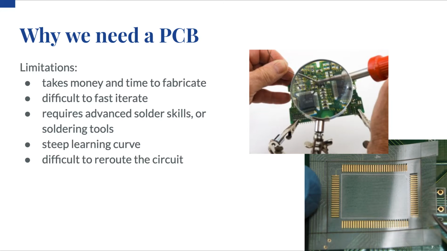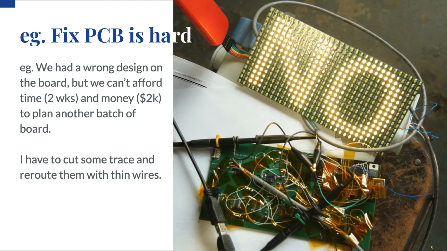If you find an issue on your fabricated PCB, or you want to change the connection, it is difficult to reroute the circuit on a PCB. Here is an example of fixing an incorrect PCB design. The board has a wrong design and it would take 2 weeks and $2,000 to order another batch of the board. So I cut some traces and rerouted the traces with thin wires to get the board to work. It was messy work and it took a long time to do.